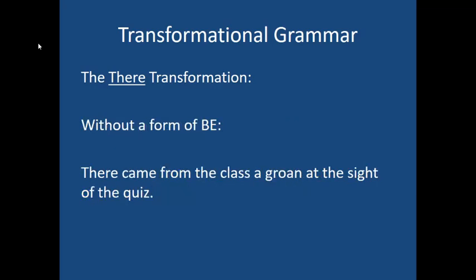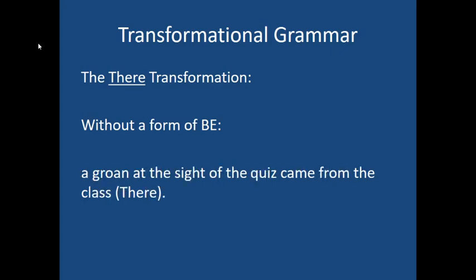Another weird thing about the there transformation is typically the there transformation is used with a to be verb. There is or there's, like THERE'S. But sometimes you might have a verb which is not a to be verb. That happens. If I said, there came from the class a groan at the sight of the quiz. Well, once again, if I cut that word there out of the sentence, what I'm really saying is a groan at the sight of the quiz came from the class. And this time I use the verb came as opposed to a be verb. Once again, it's still a there transformation.